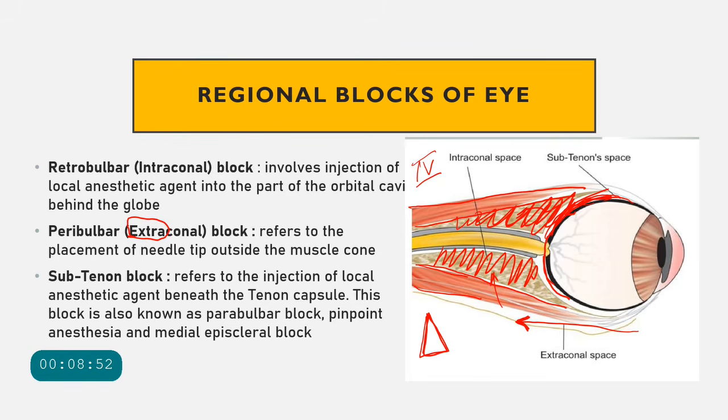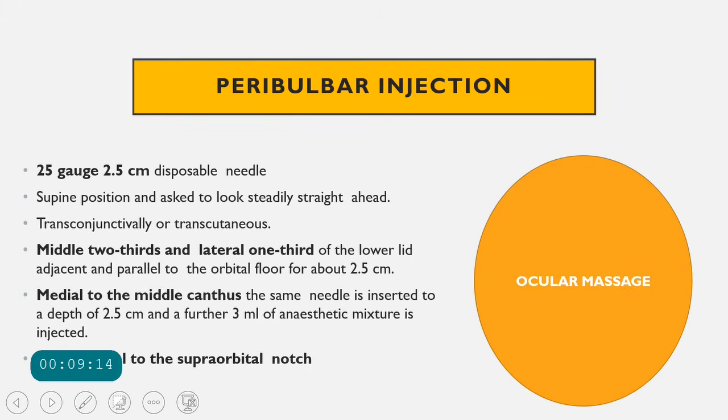Now it is quite safer compared to the retro and peribulbar block, and I will tell you in a while why. And the subtenons block is also referred to as the parabulbar block, pinpoint anesthesia, or the medial episcleral block. Then we have the intracameral anesthesia, which means that you are injecting the local anesthesia directly into the anterior chamber. Now let's talk about the individual blocks. First, let us talk about the peribulbar injection or the peribulbar block.